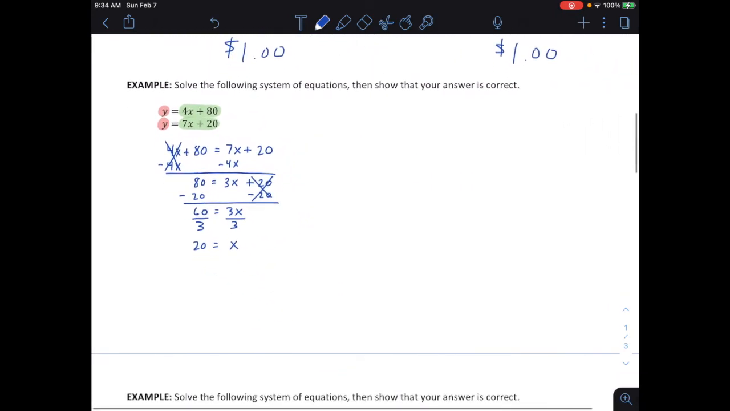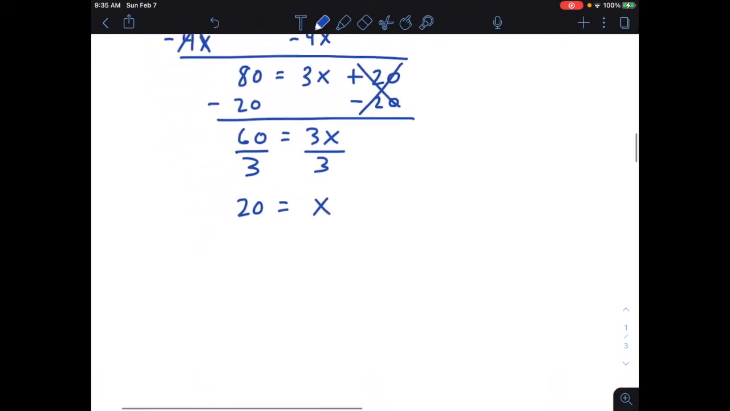Okay, so once we find x, all we have to do to find y is go back up to one of our original equations, and it doesn't matter which one, and we just have to plug that 20 in for x to figure out what y is. So I'm just going to pick the top one, y equals 4x plus 80.